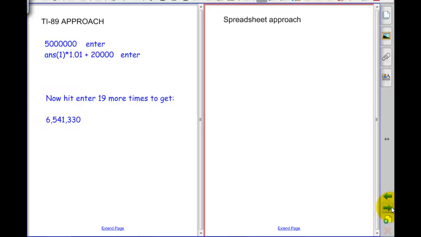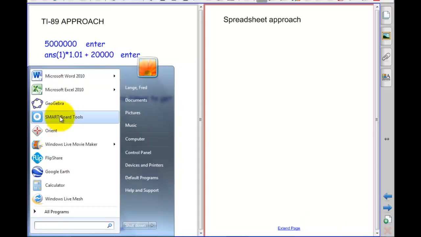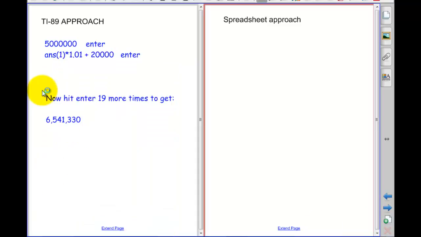Now, the spreadsheet approach. Have you worked with a spreadsheet approach before? In Excel? Of course Excel. Is there anything else? Never done spreadsheets before? Oh, that's just sad.